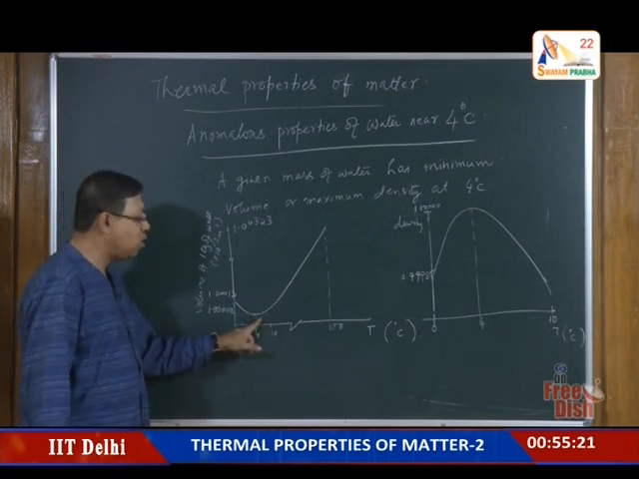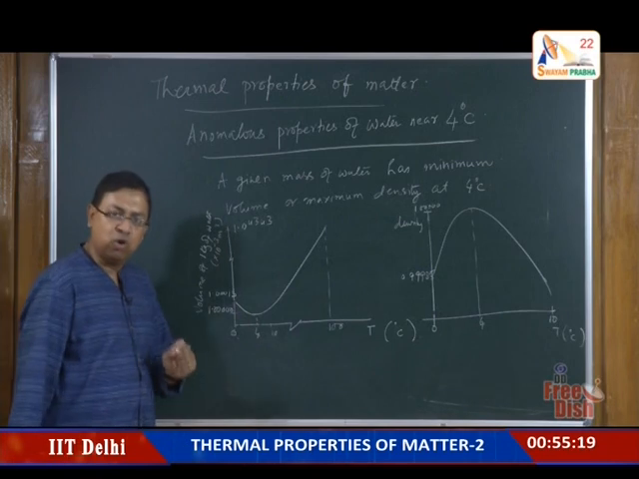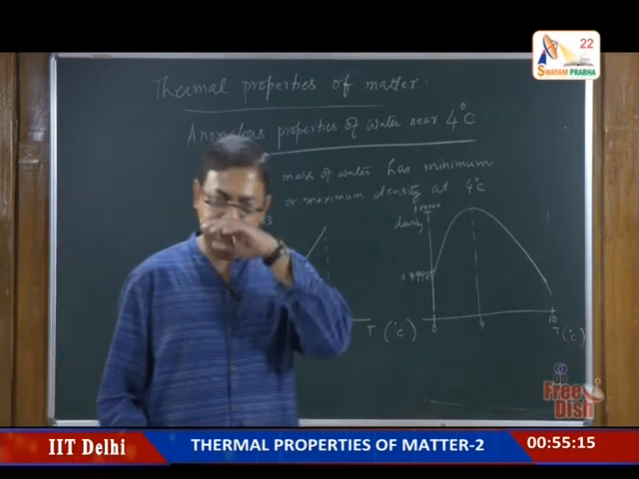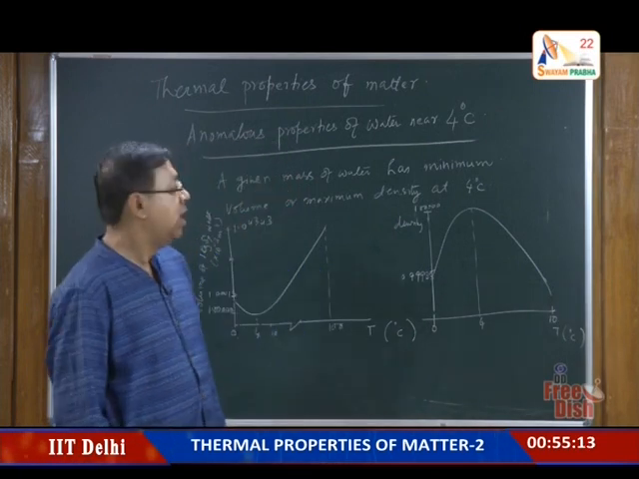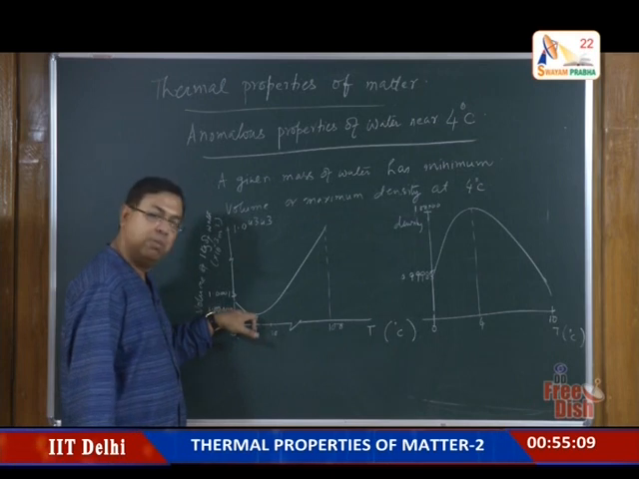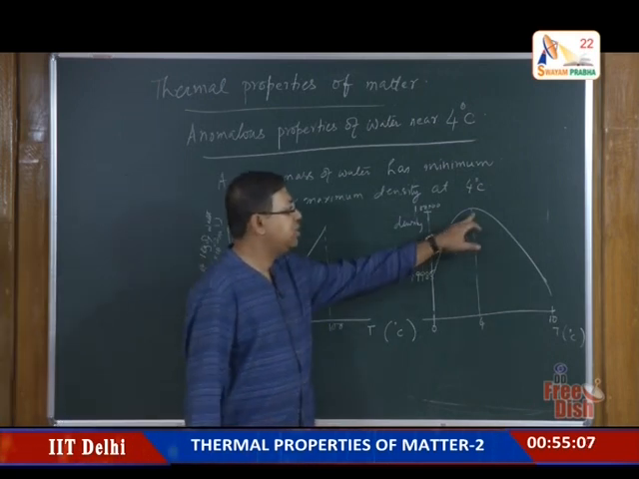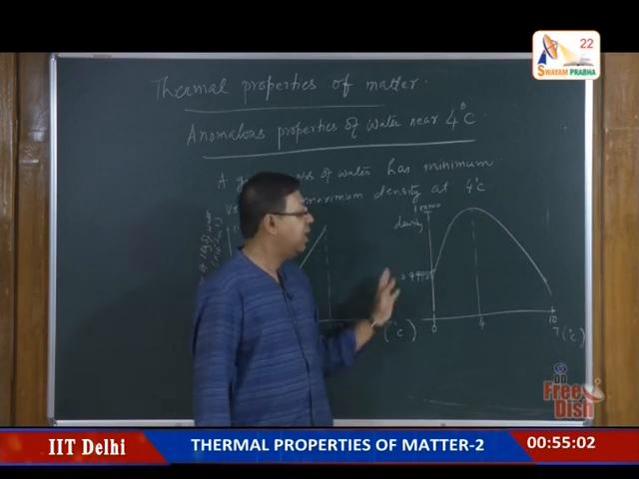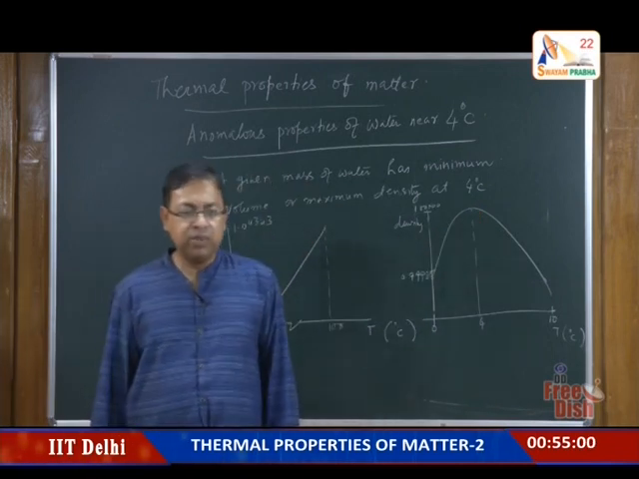So this is non-monotonic, it's not monotonic. Monotonic means either it's increasing in the range that we are talking about, or it's decreasing in the range that we are talking about, while this has a dip here which shows a minimum here, which translates into a maximum here in the density profile as the temperature is varied.